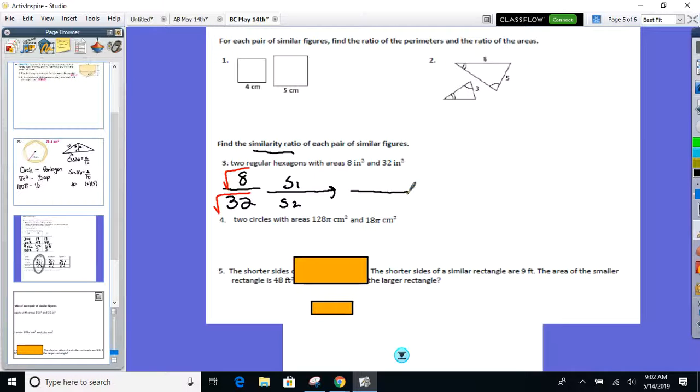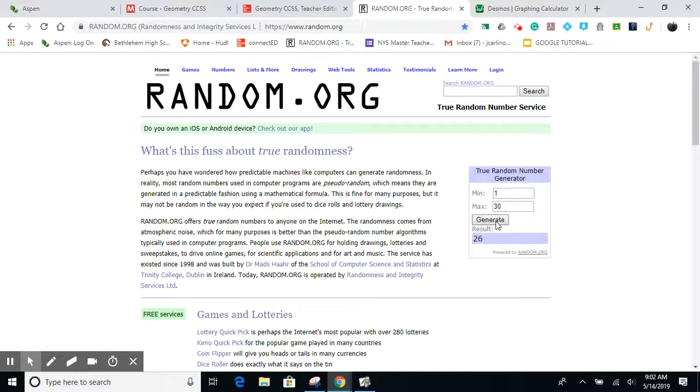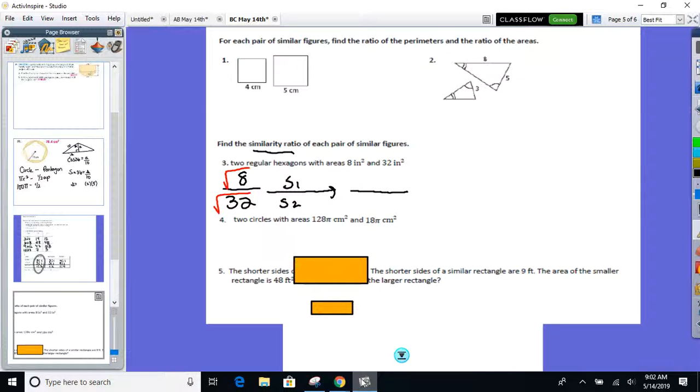So square root of 8 over square root of 32 reduces down to a side ratio of... You can keep reducing. You're correct. Radical 2's cross out. You got 4 over 2, or 2 over 4, excuse me. 1/2. Yep. Everyone okay getting 1/2?